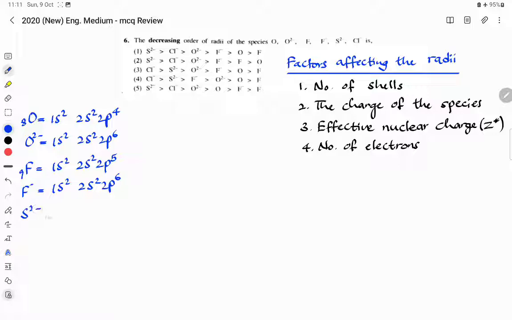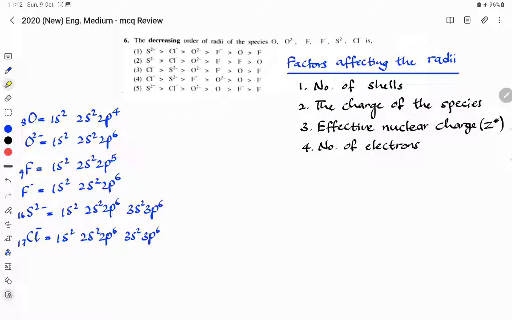Sulfide S2 minus, it's 16, 1s2, 2s2, 2p6, 3s2, 3p6, and chloride, it's 17, 1s2, 2s2, 2p6, 3s2, 3p6. Right, by looking at the electronic configurations, we can see that sulfide and chloride have more energy levels, therefore those two have the greatest radii.